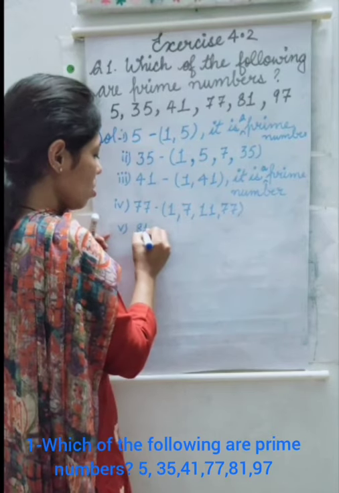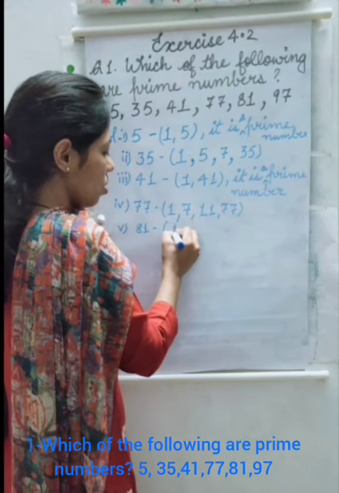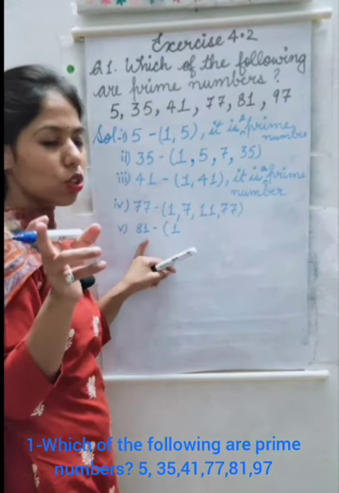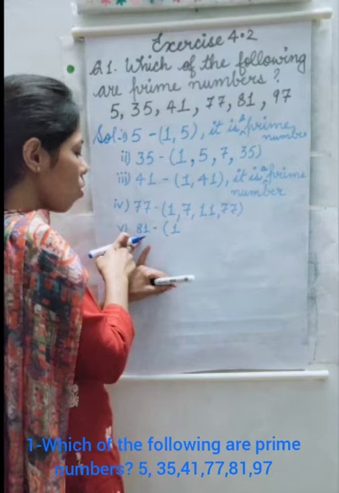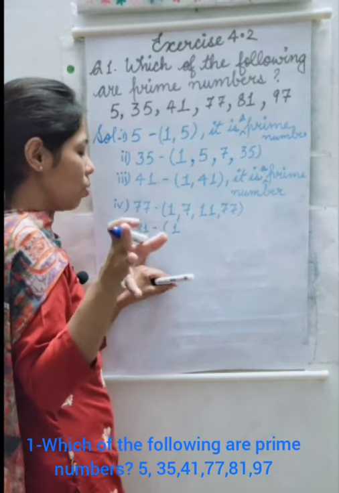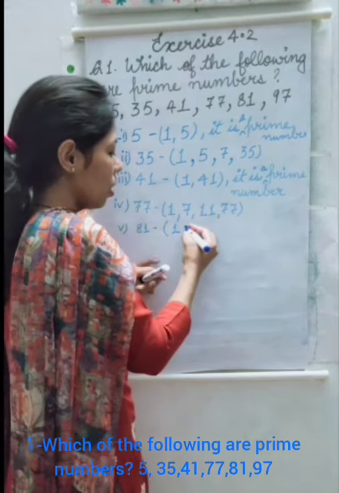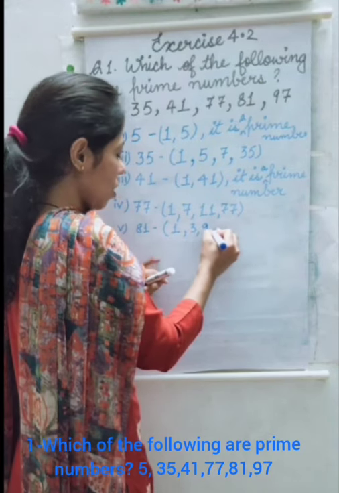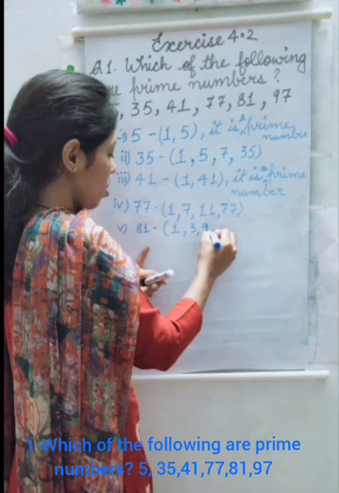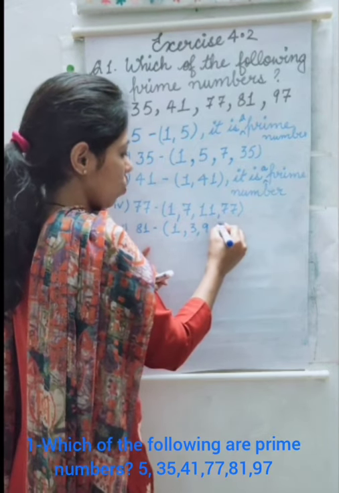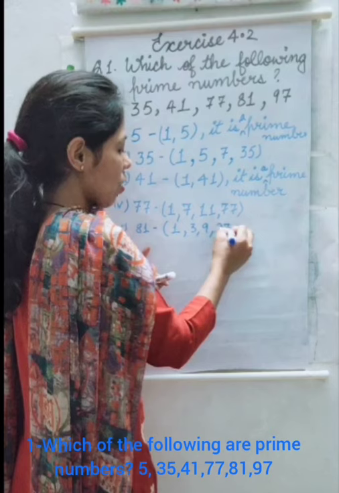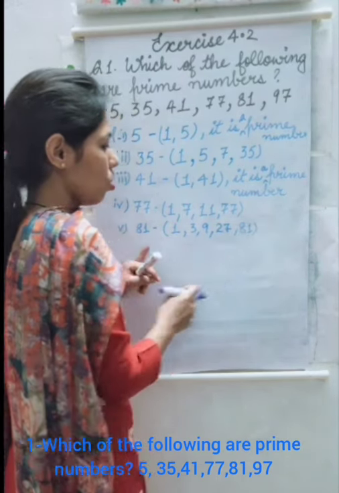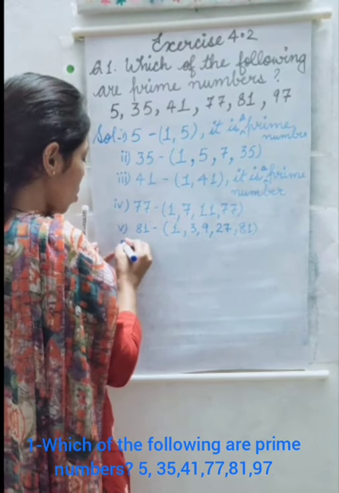81 is also simple. 8 plus 1 is 9. And according to the rules of divisibility, when the sum of the digits of a number is divisible by 3, it means the whole number is completely divisible by 3. So it is divisible by 3, and 9 nines are 81, and 27 threes are 81, and 81 itself. So it is not a prime number, it is a composite number.